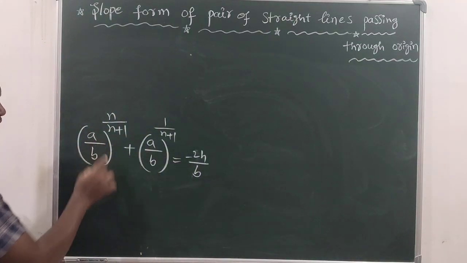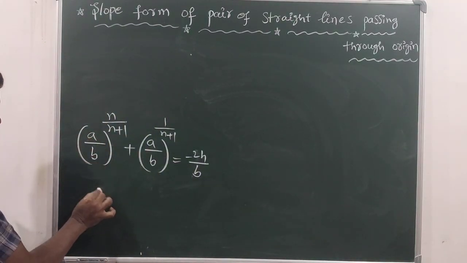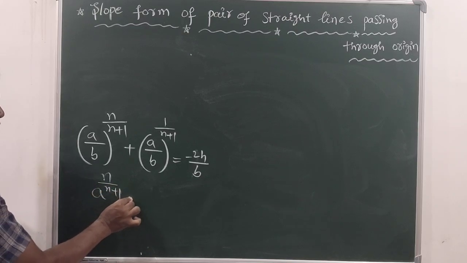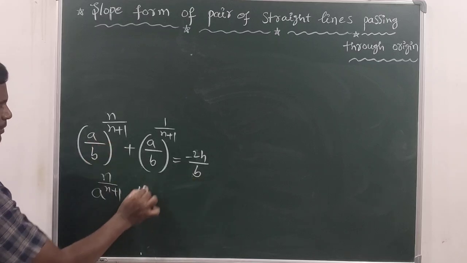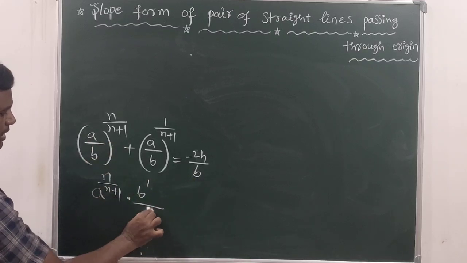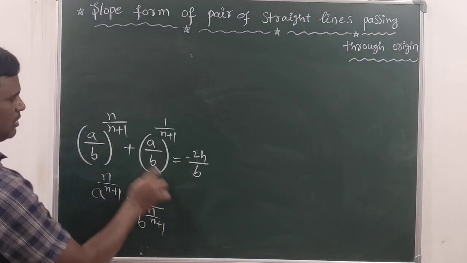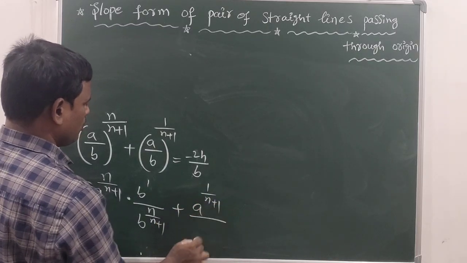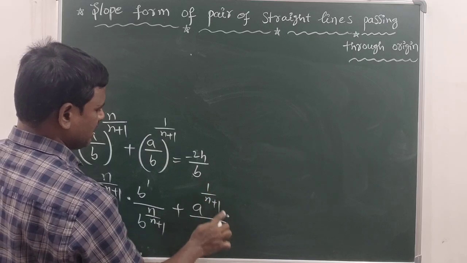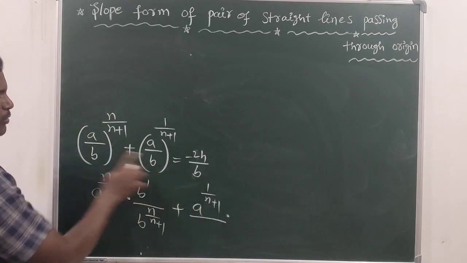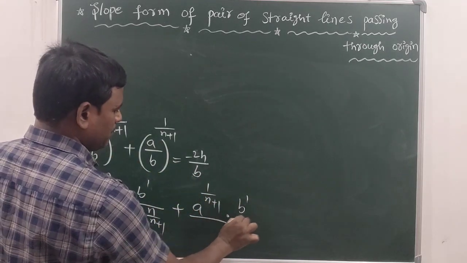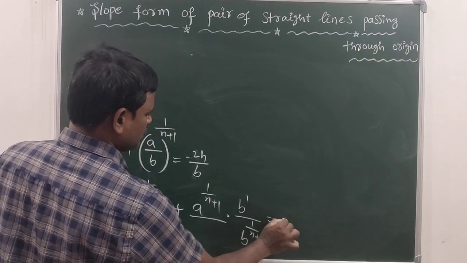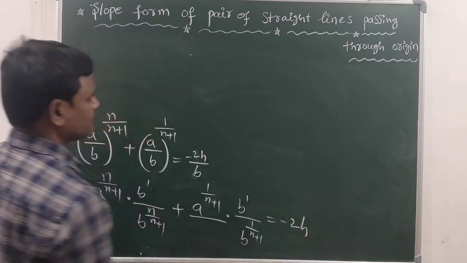Bring this b to the left side so that here you get a power n by n plus 1 into b, b power 1 by b power n by n plus 1. So here also a power 1 by n plus 1 whole, into b is there. Because we are taking this b to the left side, you will get b power 1 by b power 1 by n plus 1, which is equal to minus 2h.